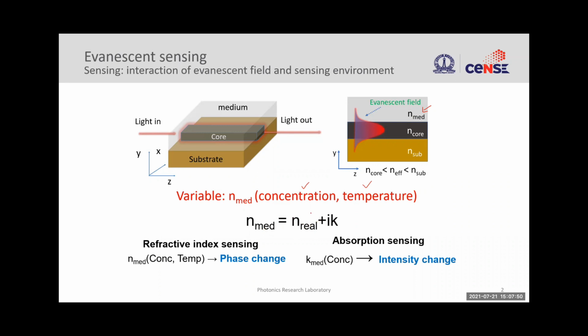So if there is any concentration change or temperature change, then you will primarily have a phase change, or just the real part change. You don't have any optical absorption there, provided the temperature changes are in a small range. On the other hand, when you have a K change, the absorption change because of concentration, you will see an intensity change as the light propagates through the system. So this is what one could exploit from the optical constant change of the environment, by probing the interaction of the propagating optical field with the environment.